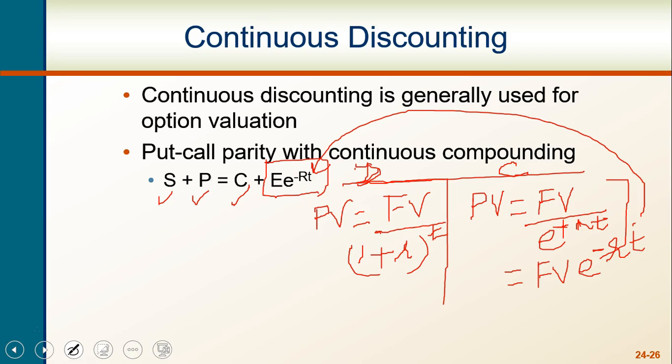So either formulation is okay. Either you can divide the future value by e raised to the power of R times T, or you can multiply the future value with e raised to the power of minus R times T. So let's take a simple example for continuous discounting.